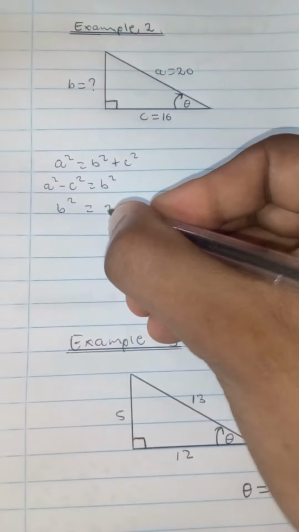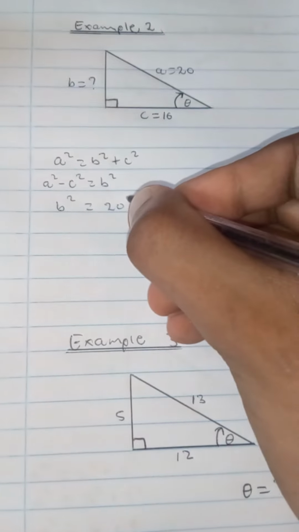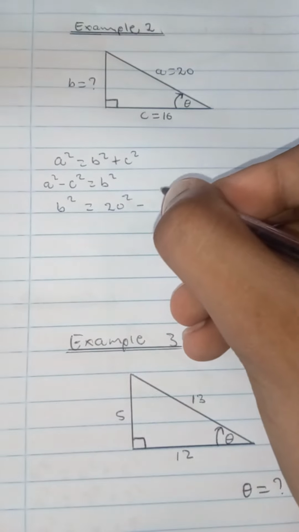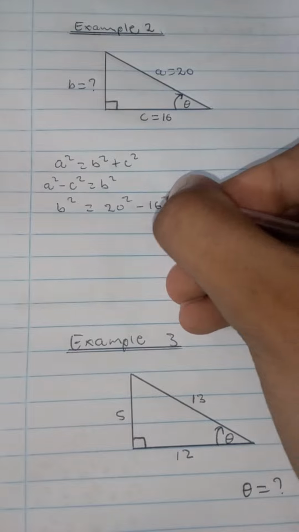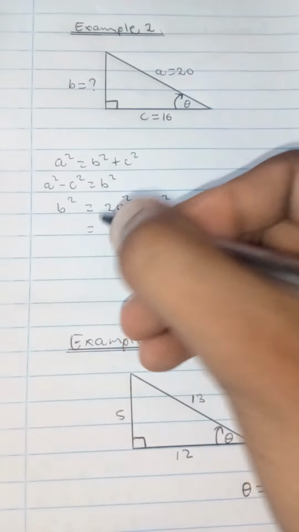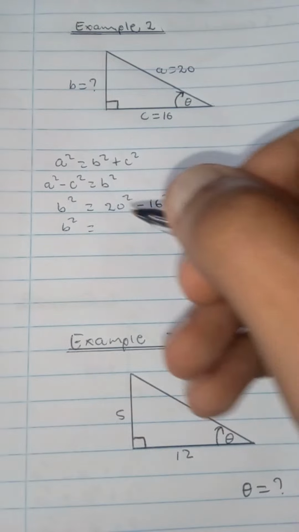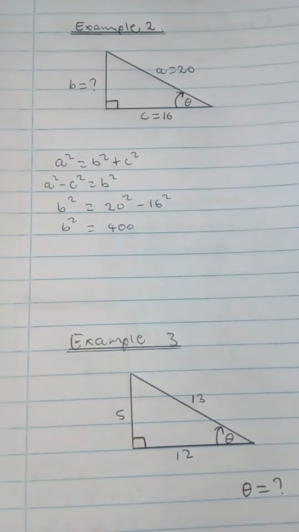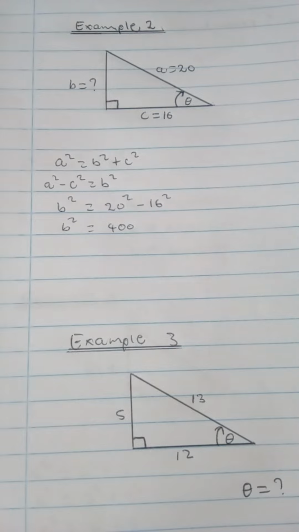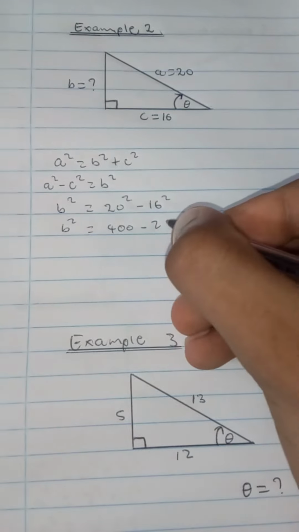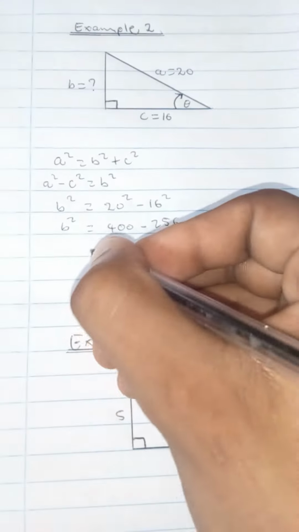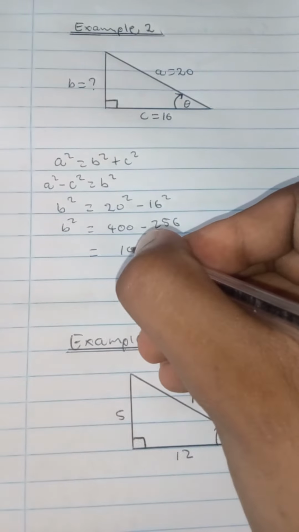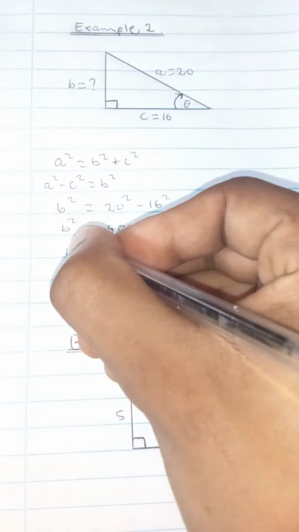Our a is equal to 20, so we'll substitute 20 instead of a, 20 squared, minus our c, which is equal to 16. So we'll also substitute 16 on this side. So we'll have 16 squared, and then we'll just calculate this one. 20 squared is equal to 400, and 16 squared is equal to 256. So 400 minus 256 is equal to 144, and here we are left with b squared.